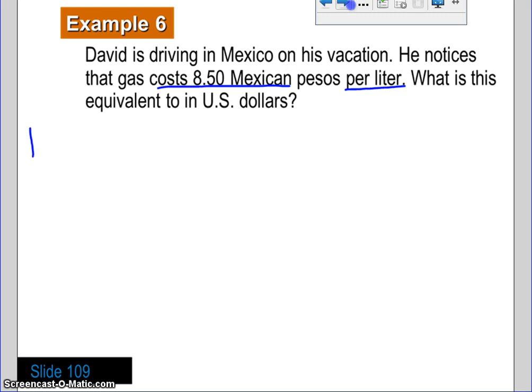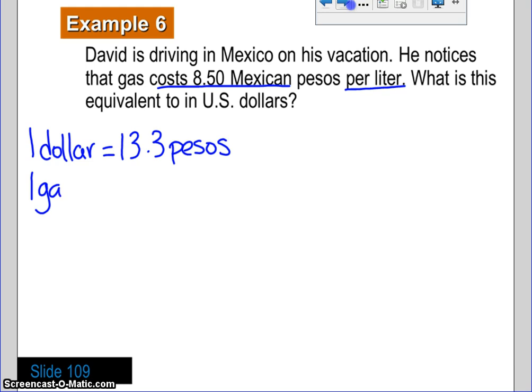So at that time, $1 was the equivalent to 13.3 pesos. And we also need to understand that 1 gallon equals 3.8 liters. So these are some conversions we're going to use over the next 2 examples, so keep that handy.